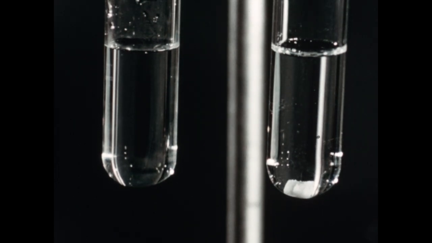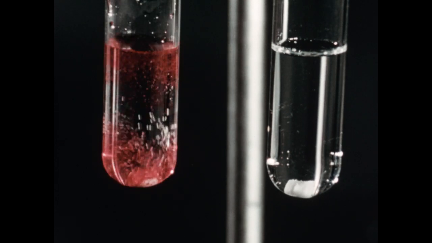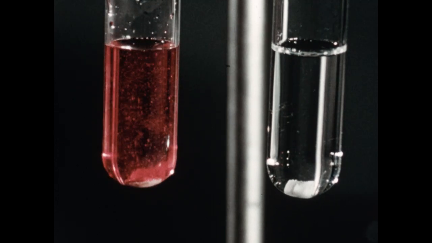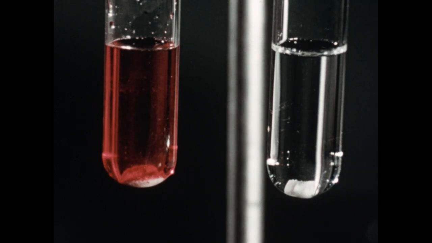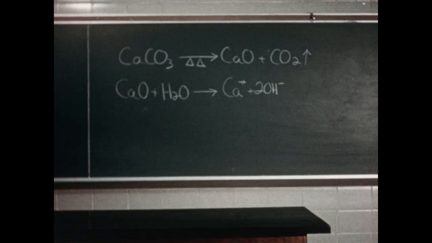Now to the tube on the left, we will add the marble chip which has been heated. And if, as we suspect, calcium oxide has been formed during the heating, it should react with the water to form calcium hydroxide, which should turn the phenolphthalein pink. The instant appearance of the pink color indicates that calcium oxide was formed when the calcium carbonate chip was heated.